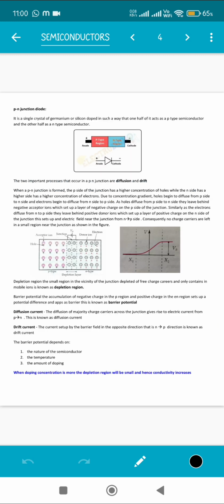Okay. Next, coming to the most important part of the chapter, that is PN junction diode. This is the junction diode which is used extensively for making different types of apparatuses, and it is one of the most important semiconducting components used in electrical circuits, used in experiments and many other places. So let's see what is a PN junction diode. It is a single crystal of germanium or silicon doped in such a way that one half of it acts like a P-type semiconductor and the other half as an N-type semiconductor.